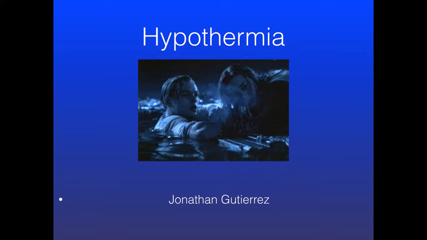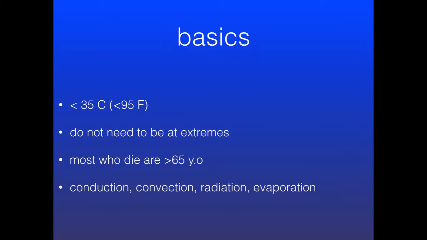I think you guys remember the movie Titanic that this picture probably comes from. So anyways, we'll get started with hypothermia. As far as the basics, remember that hypothermia is defined as a core temperature of less than 35 degrees Celsius. And just because you don't live at places that have extreme temperatures, like Antarctica in this case, remember that you can still very likely encounter patients with hypothermia, especially as we get into the cold months.